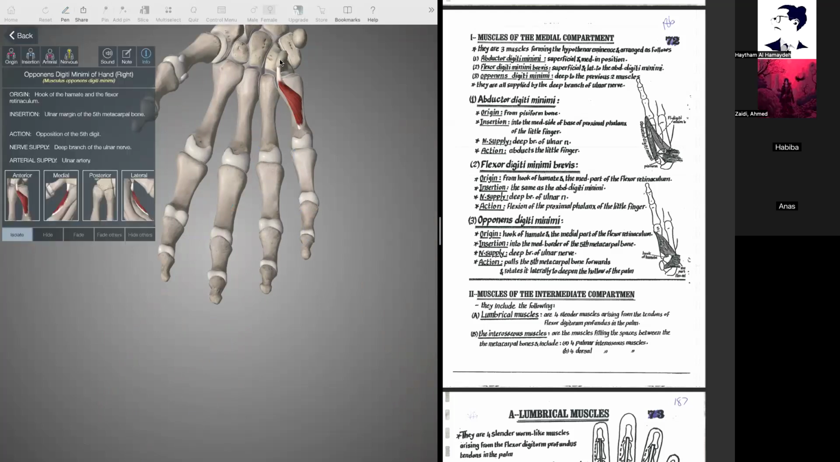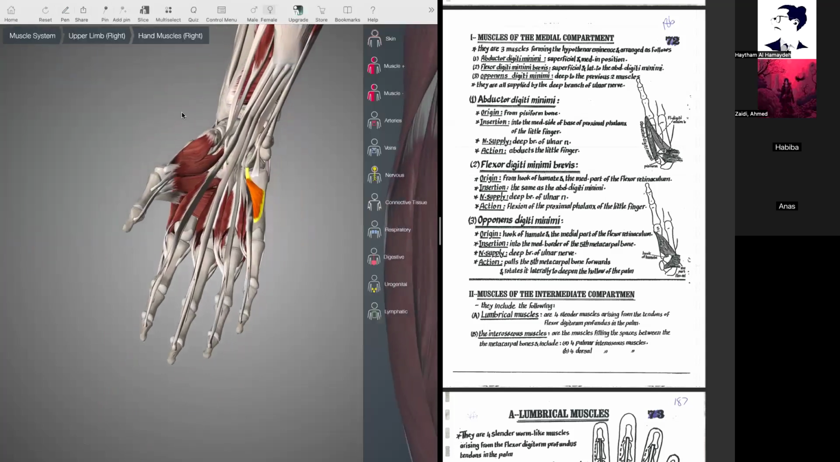Origin, hook of hamate. Insertion, fifth metacarpal. Innervation and action we know. Ulnar nerve and opposes the fingers. Okay.